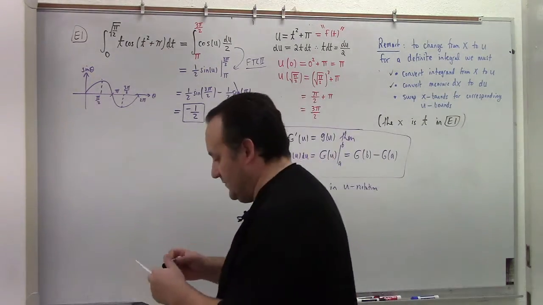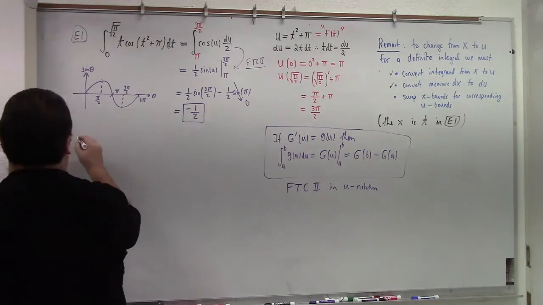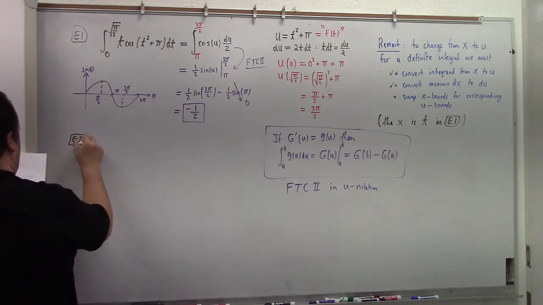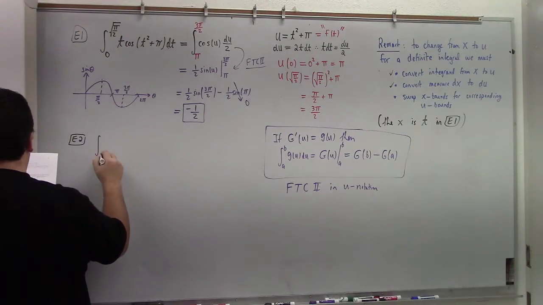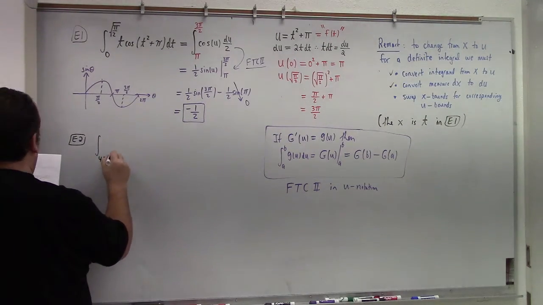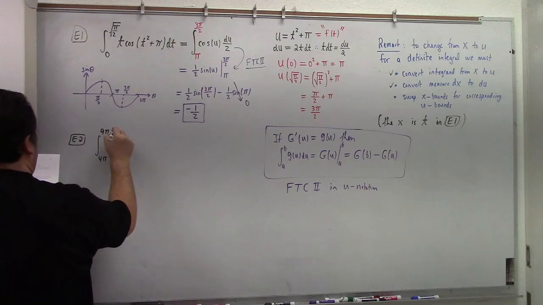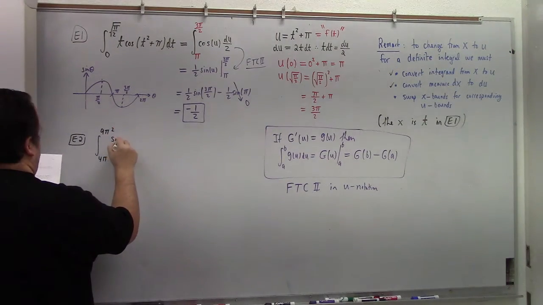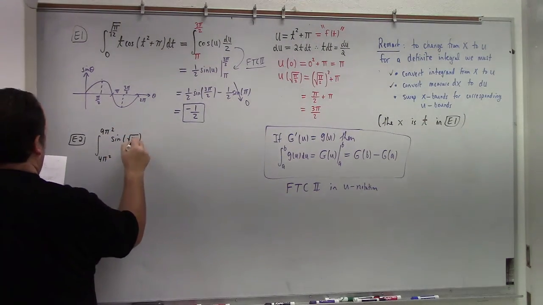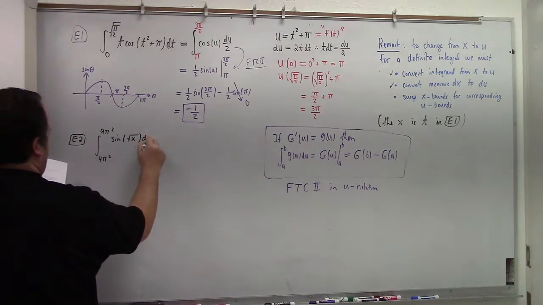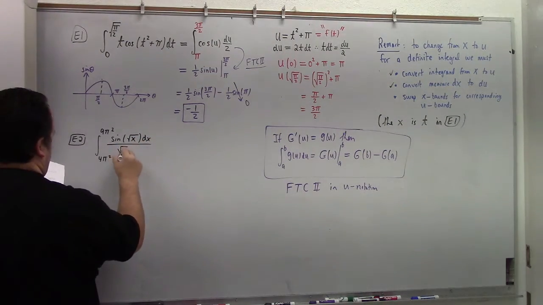So my next example: here we face the integral from 4 pi squared to 9 pi squared of the sine of the square root of x dx over the square root of x.